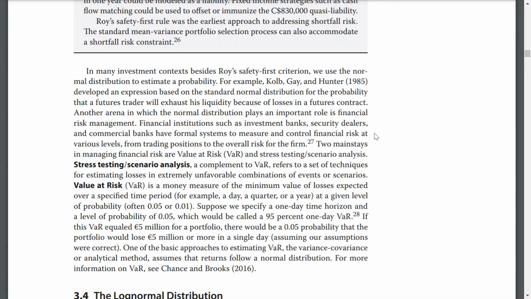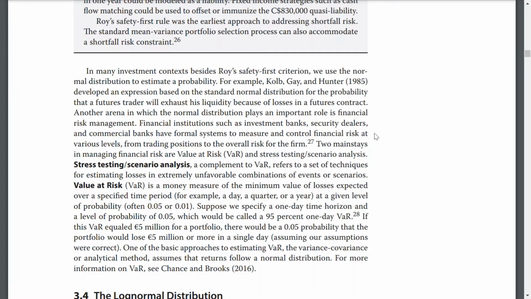Two mainstays in managing financial risks are value at risk, or VAR, and stress testing or scenario analysis. Scenario analysis, a complement to VAR, refers to a set of techniques for estimating losses in extremely unfavorable combinations of events or scenarios. Value at risk, or VAR, is a money measure of the minimum value of losses expected over a specific time period, for example, a day, a quarter, or a year, at a given level of probability, often 0.05 or 0.01.